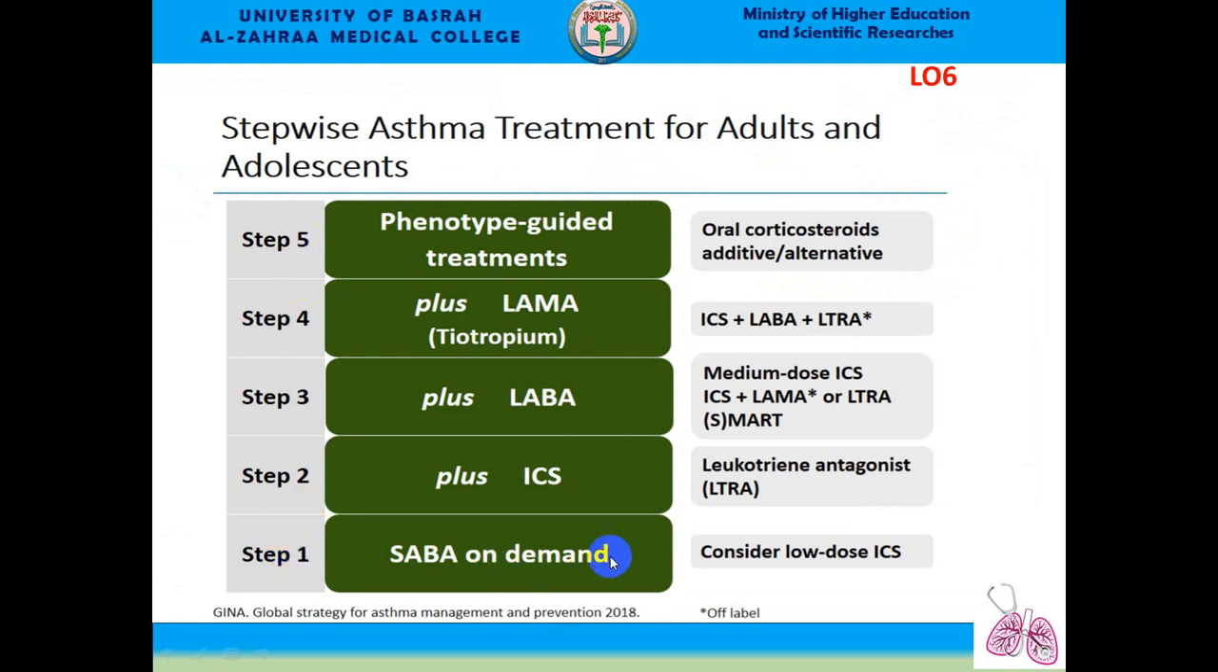In step 1, usually we start with a short-acting beta agonist like inhaled salbutamol on demand, which means whenever the patient needs it, not always, just at the time of shortness of breath. And then we have step two, look at this, plus, we add inhaled corticosteroid, and then if there is no control of asthma, we can add inhaled long-acting beta agonist, not short-acting. If there is no control, we may add long-acting muscarinic antagonist like tiotropium. And the final step, when all of these steps fail, we may add oral corticosteroids like a prednisolone tablet.